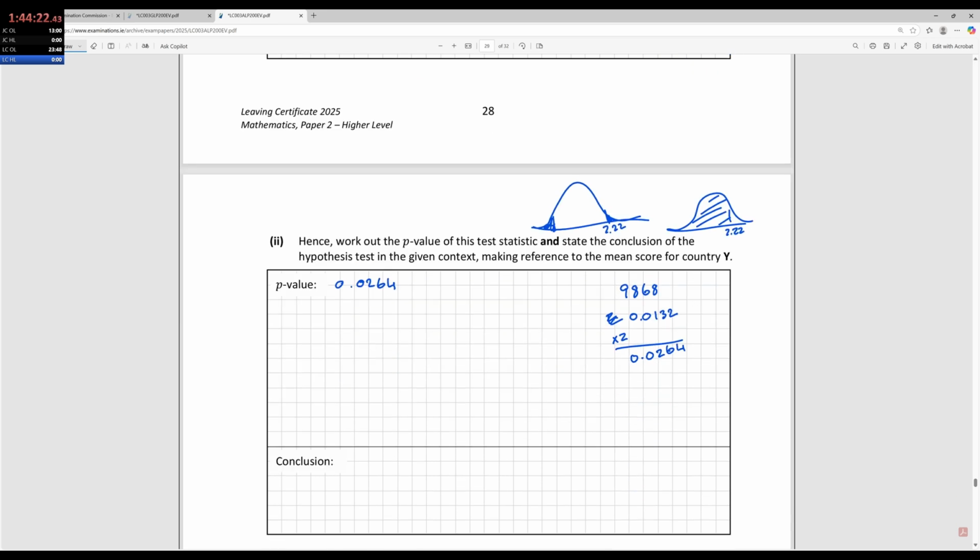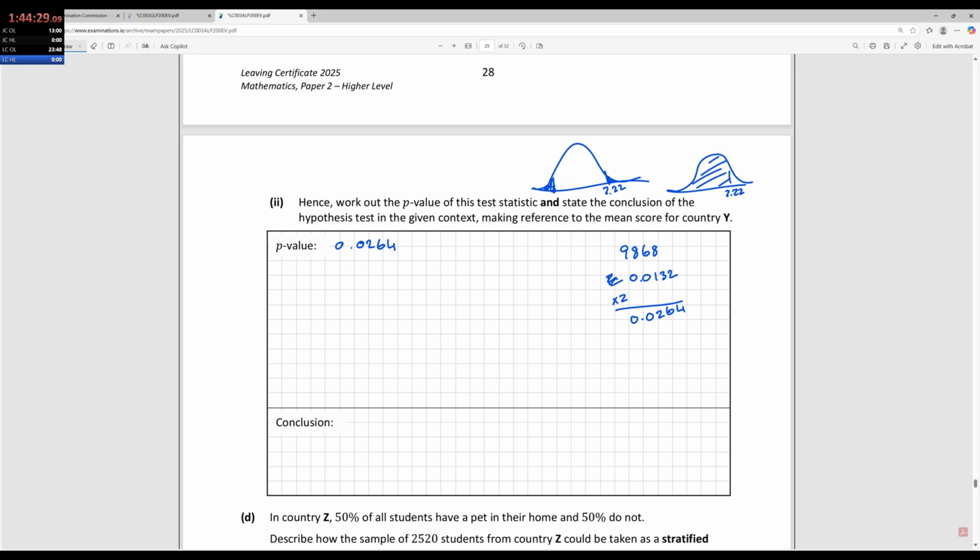Work out the p-value of this test statistic and state the conclusion of the hypothesis test in the given context, making reference to the mean score for the country. So we would say it's not 400, it's different to the rest of the world. And it would be above 400. We're saying they're better on average because it was 403, so our guess is that it's higher than 400. We can't be definite. We don't know for certain. All of this is just guesswork.